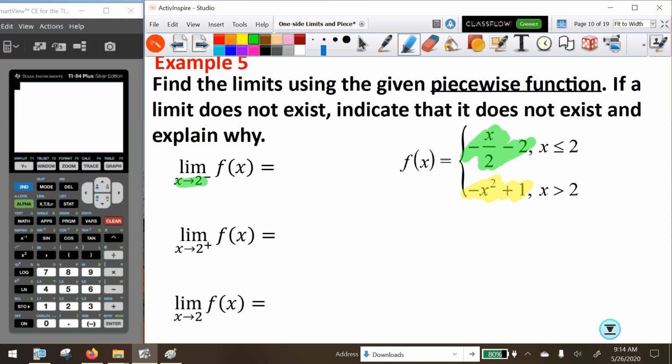So we're going to calculate this limit by plugging in, maybe a number slightly less than 2, or we could even plug in 2 because the function is defined at 2. So let's just replace x with a number. And it looks like the function equals negative 3 when we replace x with 2.